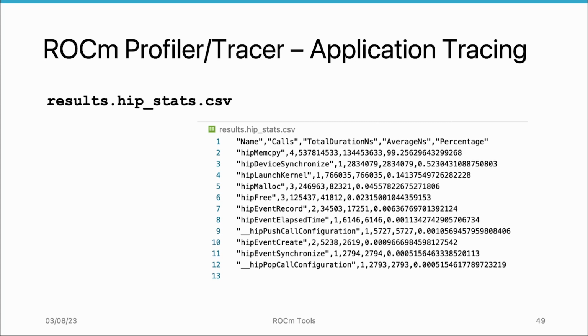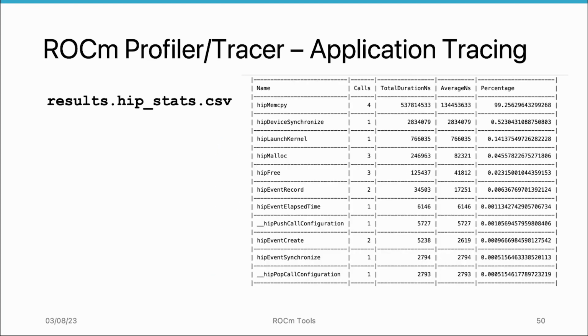The results.hip_stats.csv file aggregates the execution time by APIs. We have converted the CSV output file to a table format to provide a clearer view of the data. You should be familiar with most of the API calls other than 3 of them, including the hip launch kernel, hip push call configuration, and hip pop call configuration.